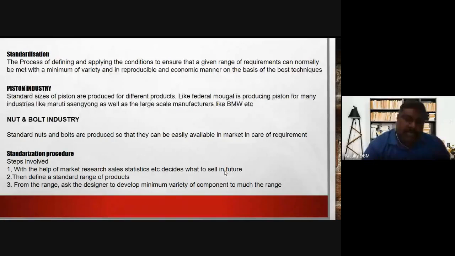If we standardize, then we are going to come out with flourishing results, and it will be profitable also. If you do not do it in that manner, then you will be in the soup and you will be in loss.